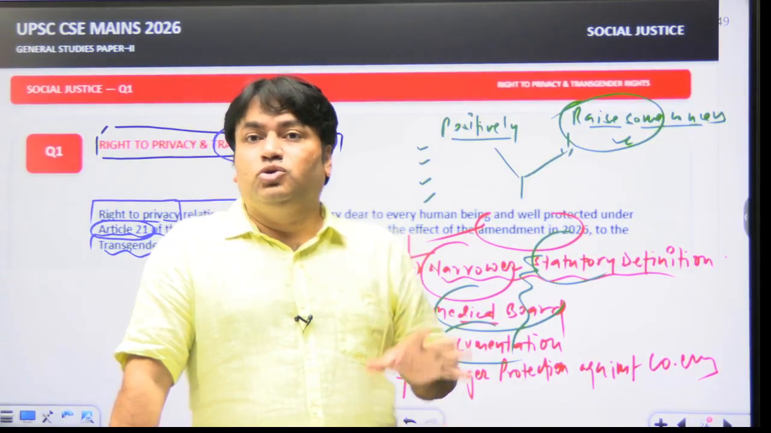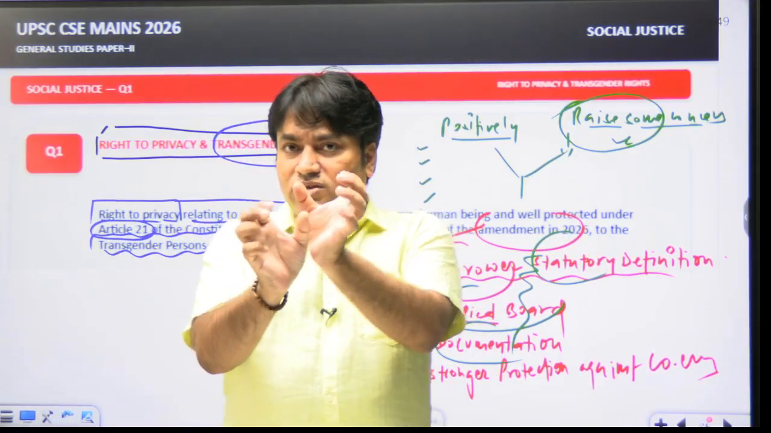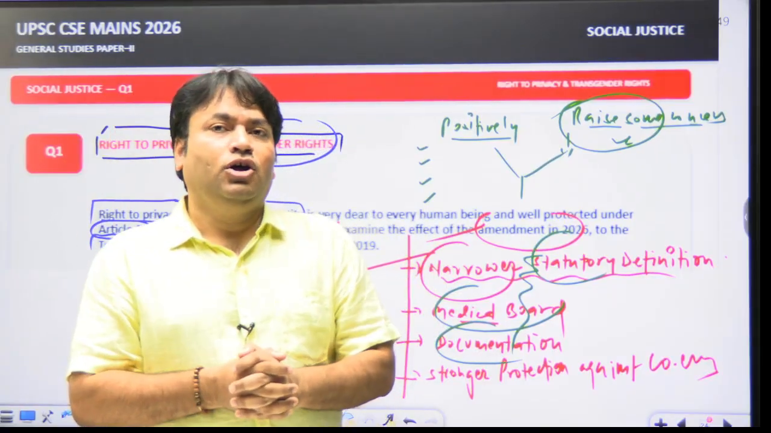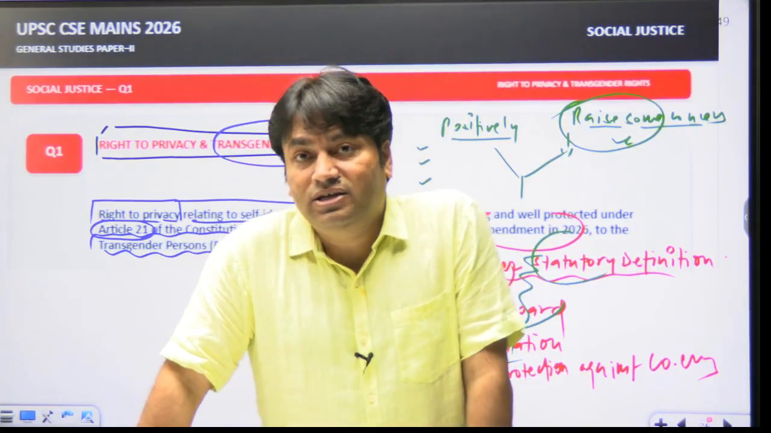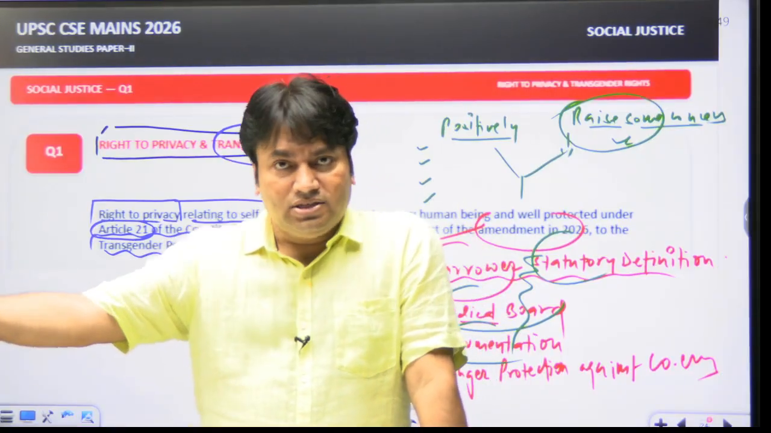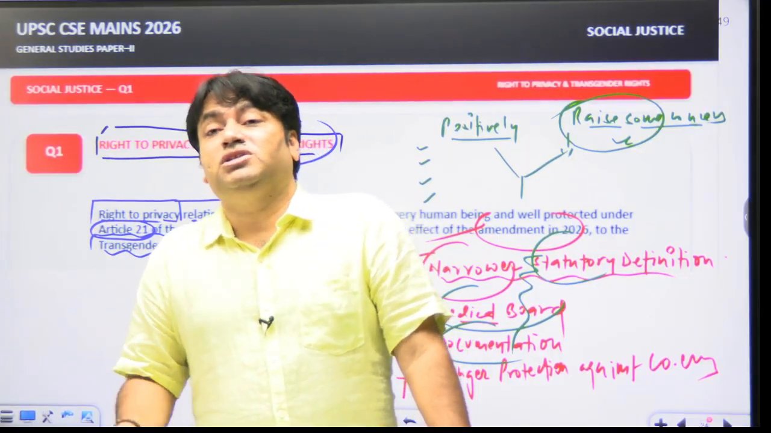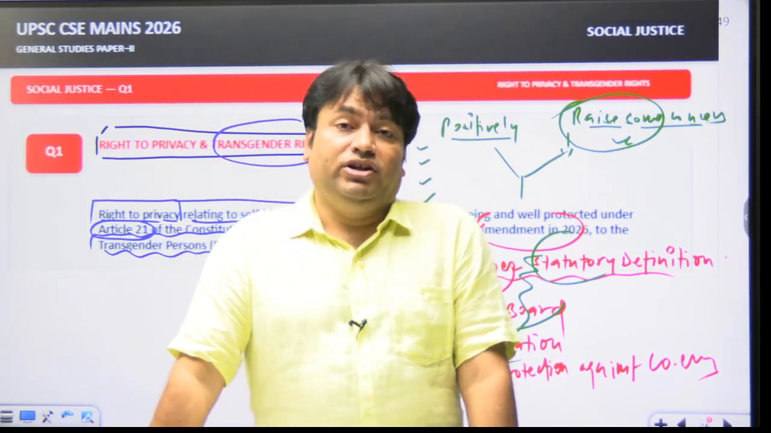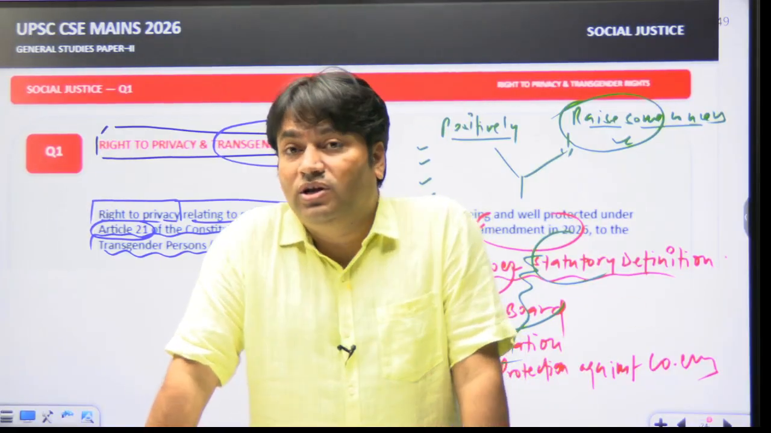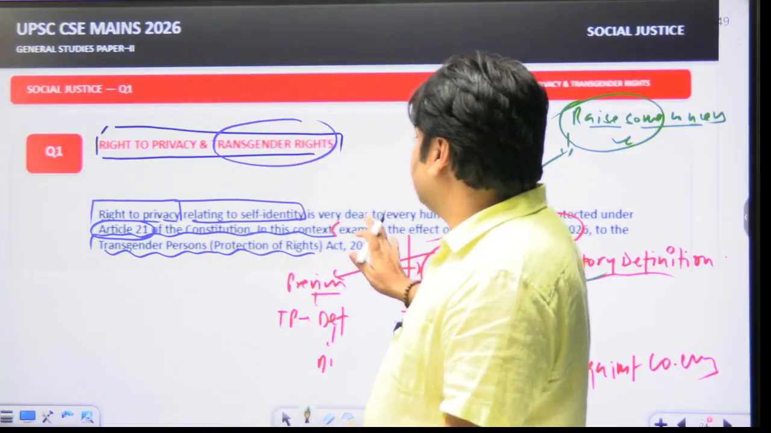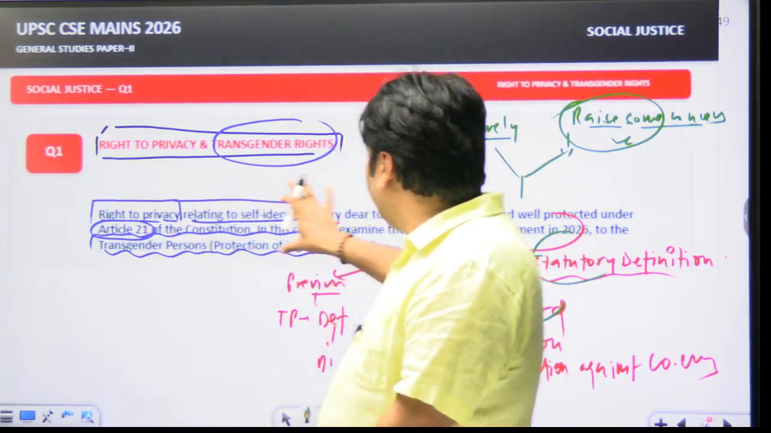This is the point. So for the NALSA 2014 judgment, the most important keywords are self-identification and dignity of an individual. 2017 Puttaswamy, privacy and autonomy. 2019 Act, statutory protection given to the transgender persons. And the 2026 Act, what we see is medical and institutional certification and narrowing down the definition. So this raises a debate, a constitutional question, welfare protection versus individual autonomy. So this we have discussed. So the core concepts, the core keywords that have been discussed in this question, I have discussed with you.